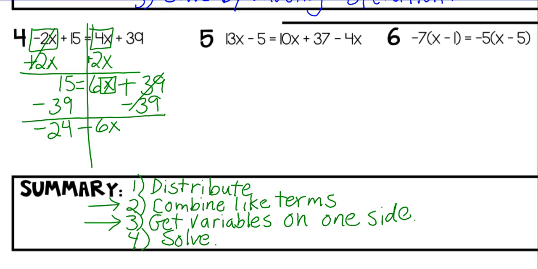Okay, we divide both sides again by the coefficient. We're going to try to get the variable by itself. So this cancels out. 6 divided by 6 is 1. That's 1x. Negative 24 divided by 6 is what? Negative 4.